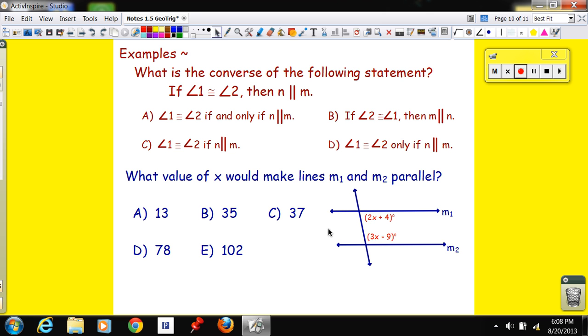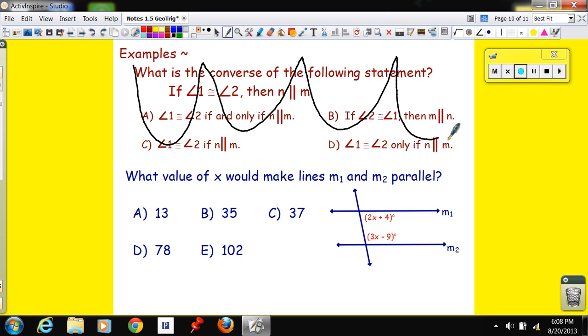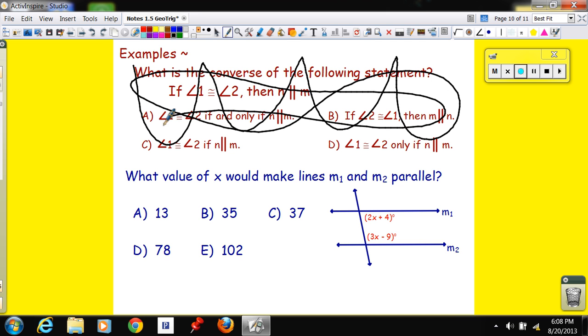But here are 2 more quick examples for you. What is the converse of the following statement? We haven't really talked about converses yet, so we're not going to do this one, and you don't have to write it down. We'll get to converses in the next chapter.